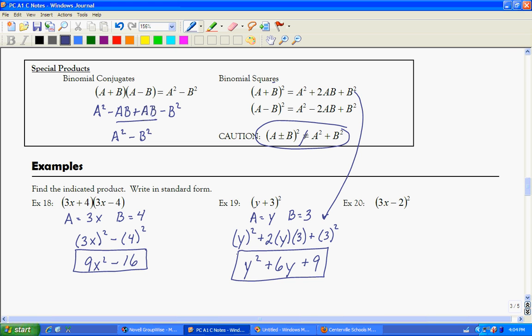This is also known as a perfect square trinomial. Again, we'll hit those things a little bit later. You'll see that a lot.